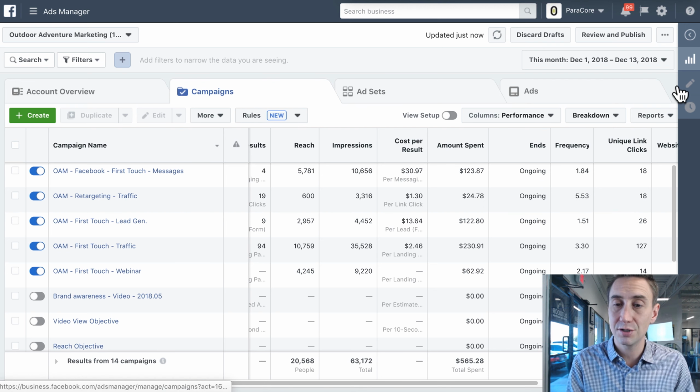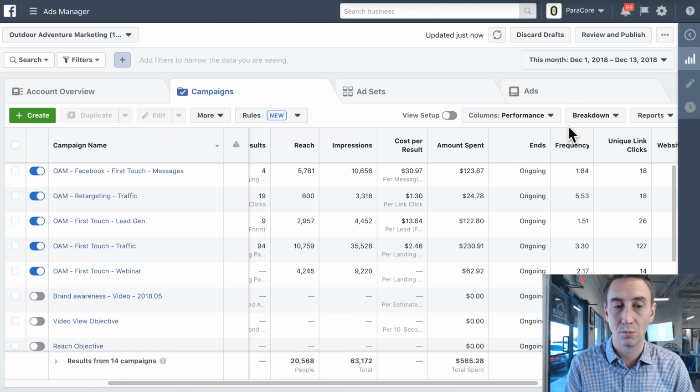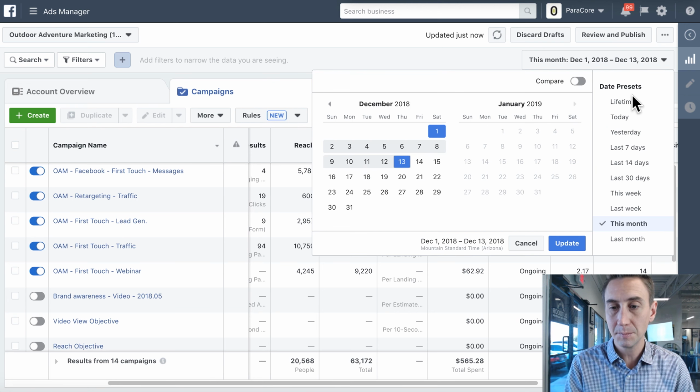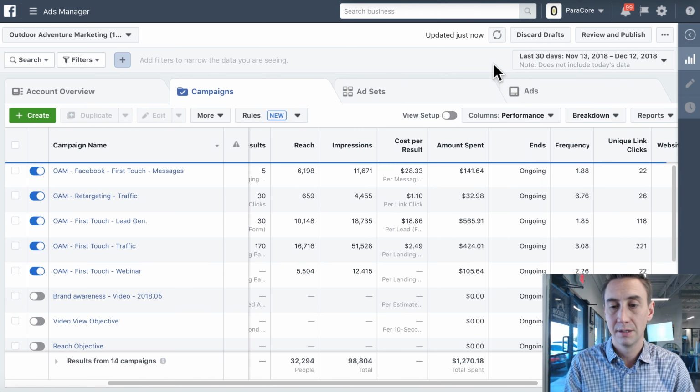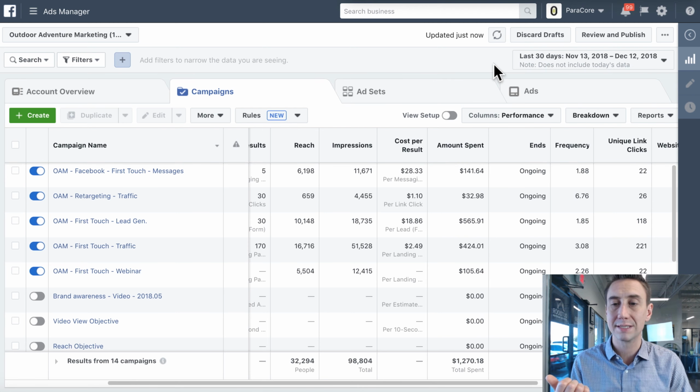So here's what I'm gonna do. I'm gonna start changing the time frame so you can see how the frequencies change. So you can keep an eye on the 5.53 and then maybe the 1.84 or the 1.51 here, because those have been running for a while. So 5.53, 1.51. Now I'm gonna do last 30 days. So now it's 6.76 and 1.85. So it went up to 6.76, but over a longer period of time.